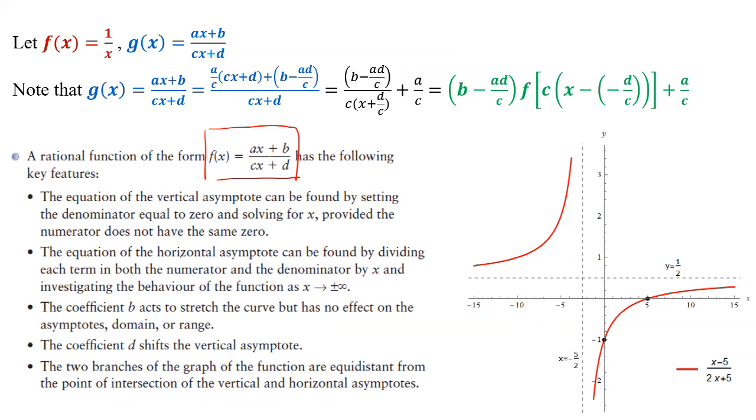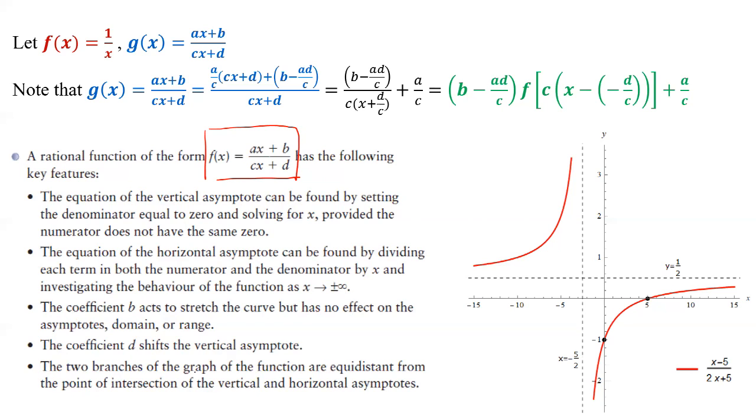And then the equation of the horizontal asymptote can be found by dividing each term in both the numerator and the denominator by x and investigating the behavior of the function as x approaches positive or negative infinity, right? And then the coefficient b stretches the curve, but has no effect on the asymptote, domain or range. The coefficient d shifts the vertical asymptote.